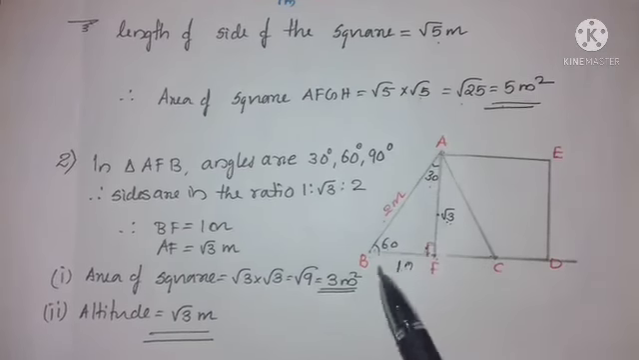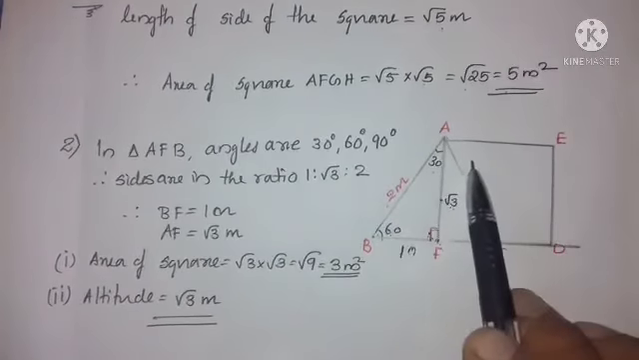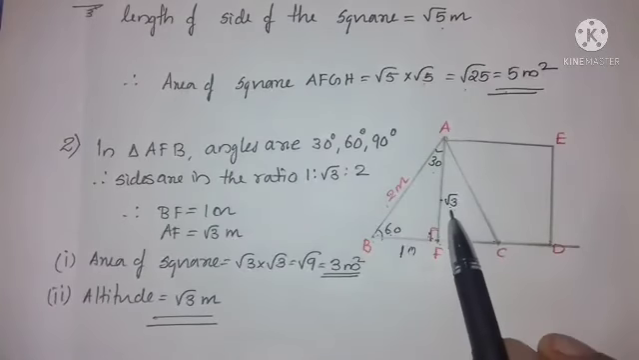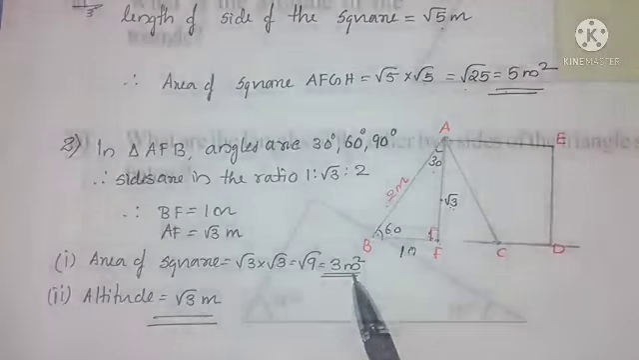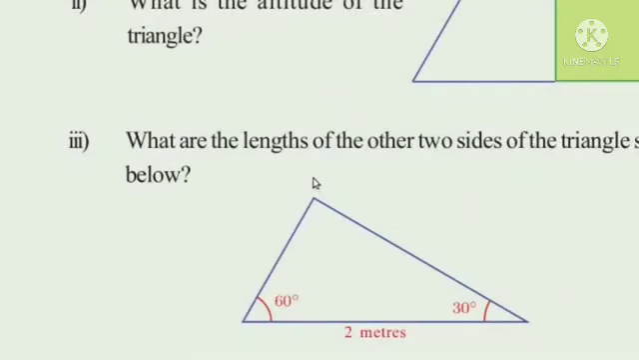The side of the square is root 3. Then the area of the square is side into side, that is root 3 into root 3, that is root 9, that is 3 meter square. See the second sub question.